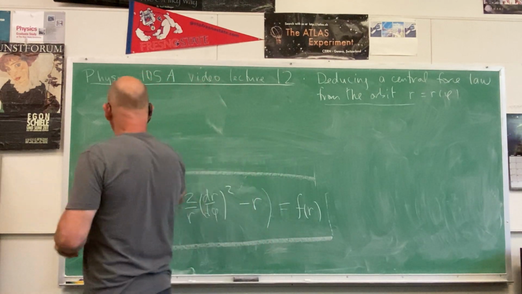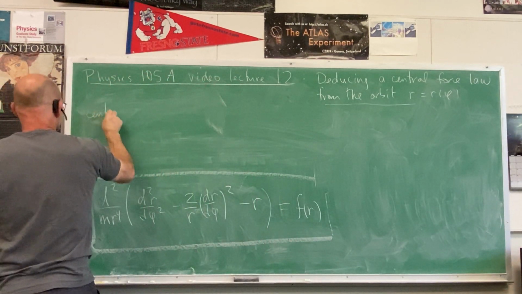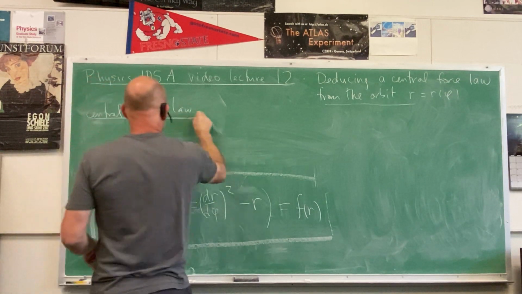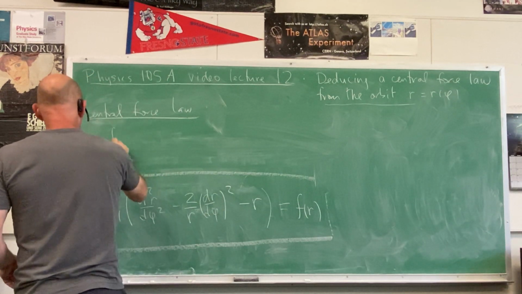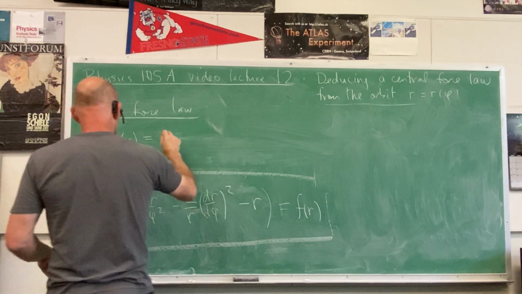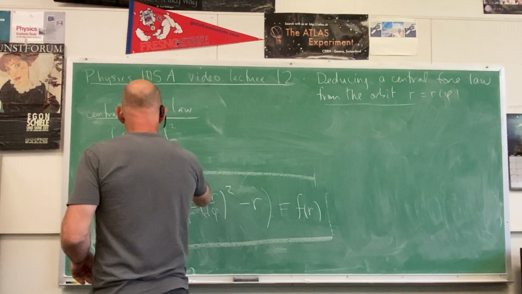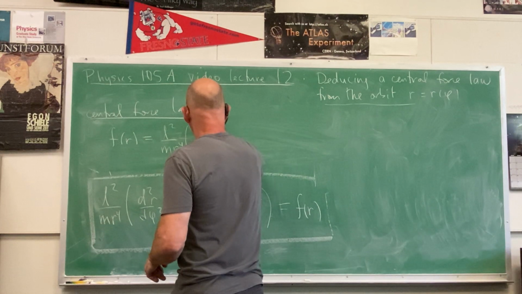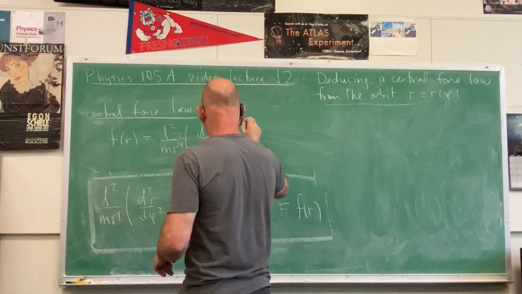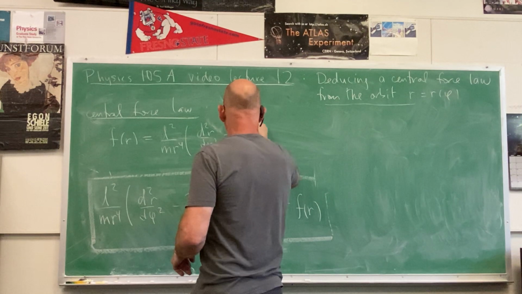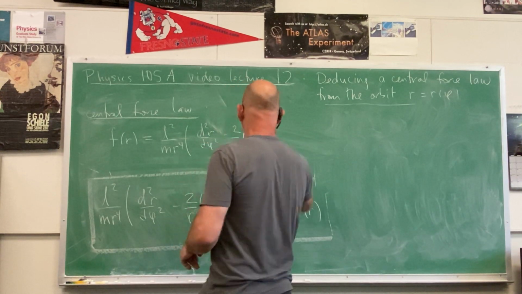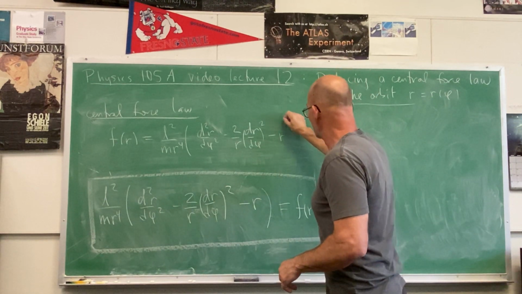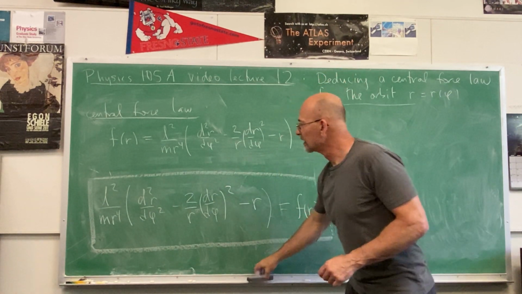Okay, so our central force law is going to look like this. F of r equals L squared over m r to the fourth times (d squared r over d phi squared, minus 2 over r times dr over d phi quantity squared) minus r. So you can plug that in and see what we get.